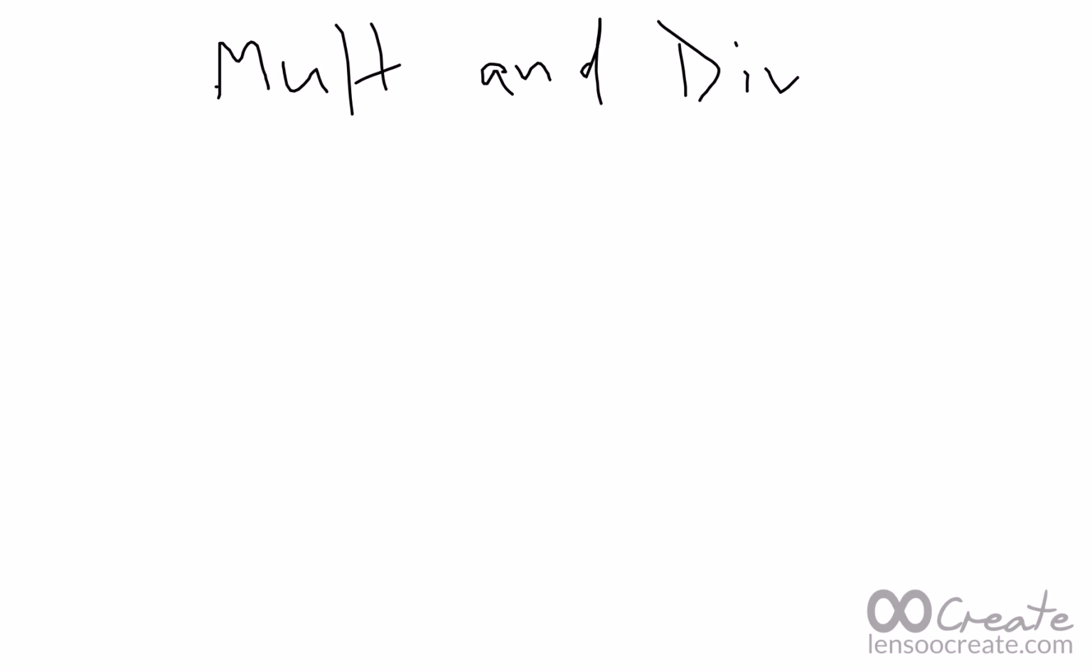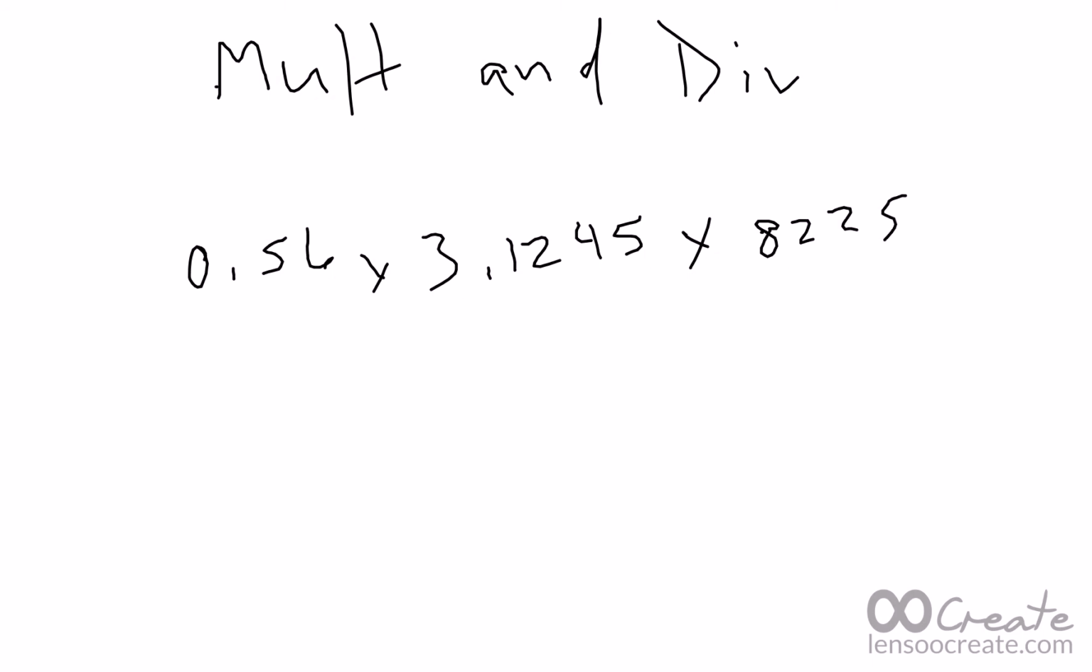So, for instance, if I take 0.56 times 3.1245 times 8225.67. All right. So let's say I'm going to multiply 0.56 times 3.1245 times 8,225.67. What the significant figure rules say for multiplication and division is your answer can only have the number of significant figures that your least amount of significant figures in your measurement does.